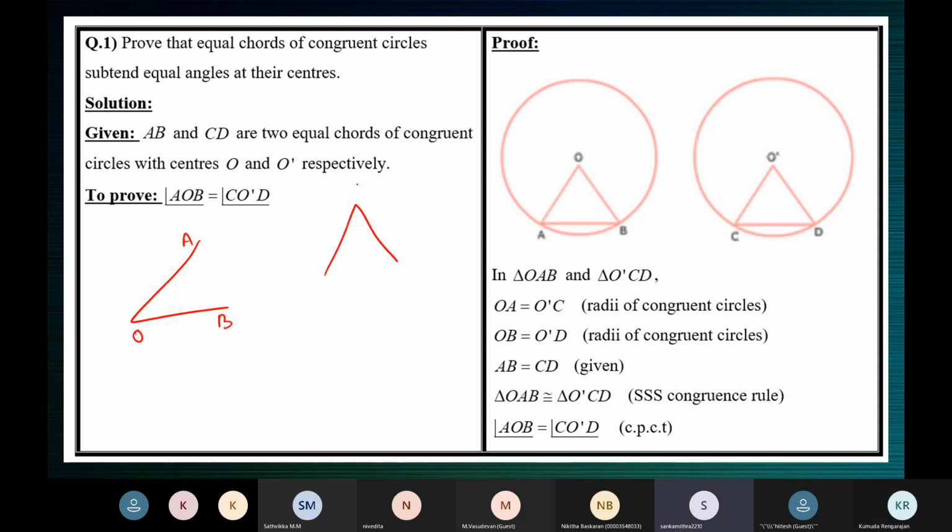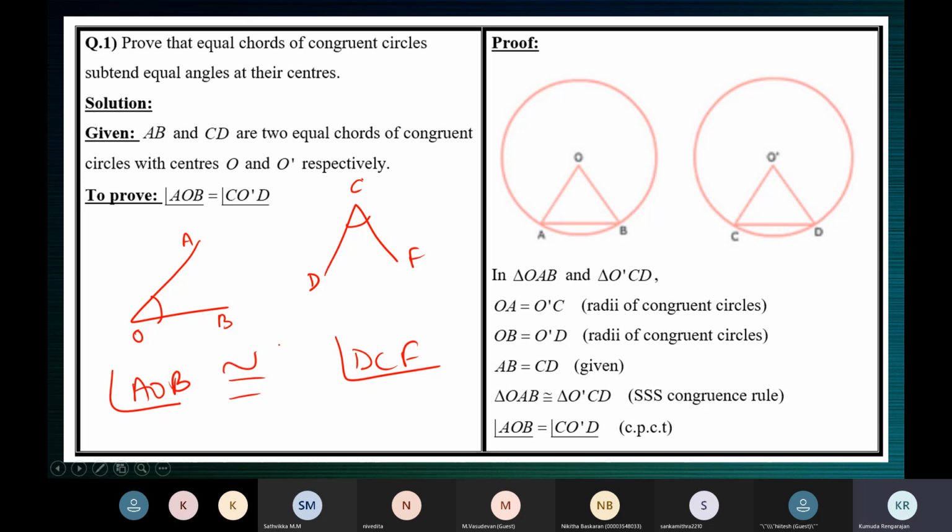When the measures of their angles are equal. So here we have angle AOB. This is angle AOB and this is angle DCF. If we say that angle AOB is congruent to angle DCF, that means they're of the same measure. This is 45 degrees, this is also 45 degrees.